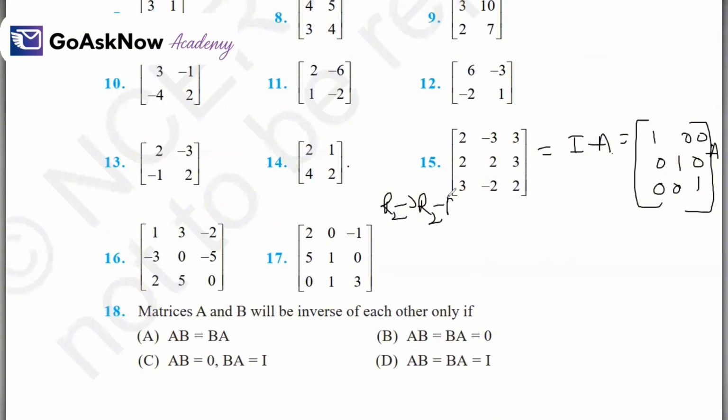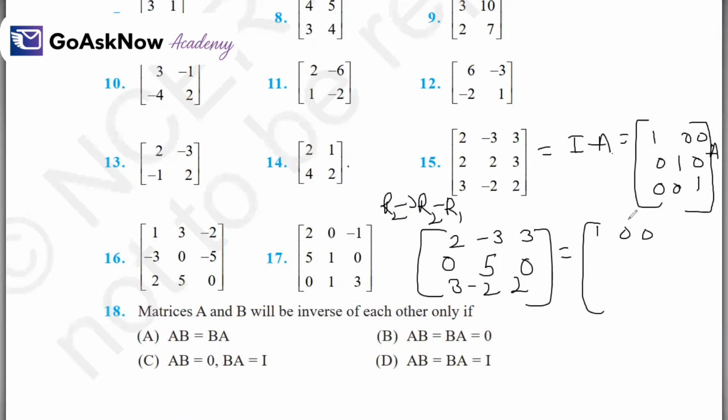Row 2 minus row 1. So you will get 2 minus 3, 3, then here 0, 2 minus 3 minus of minus 3, that is 5. 3 minus 3, you will get 0 here. Okay. And then here 3 minus 2, then 2 only. And in this side, you will get 1, 0, 0.